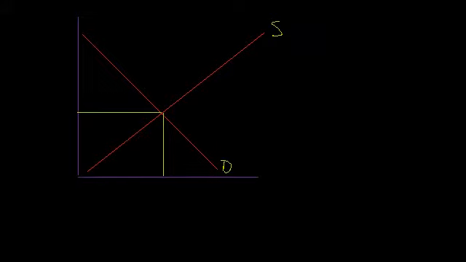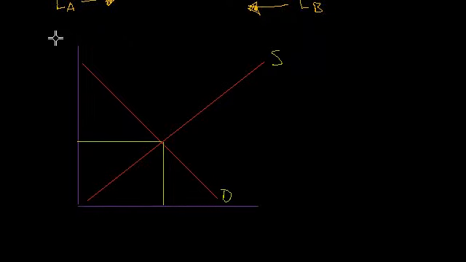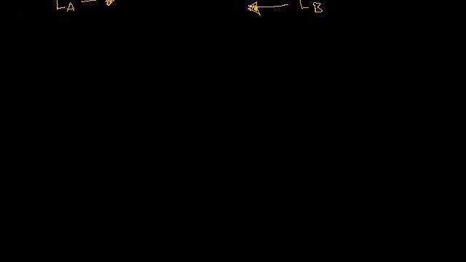I'll get rid of this graph because we've all seen it before and we don't need to keep it here, so I'll just make some space. And I'll show you what's really going on in that graph. So really, that graph is composed of two different graphs.